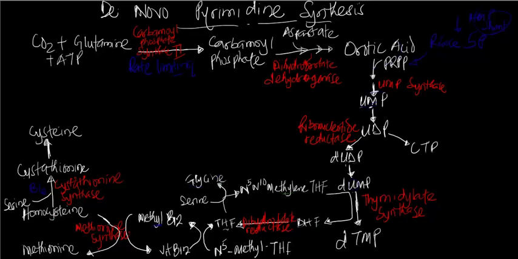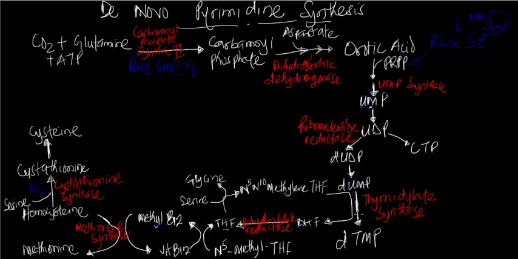As for the fate of deoxyUDP, we remove one phosphate to form dUMP. From the dUMP, we make dTMP, which is thymidylate. You can see the major difference is that we are changing the U to T, and the enzyme there is thymidylate synthase.